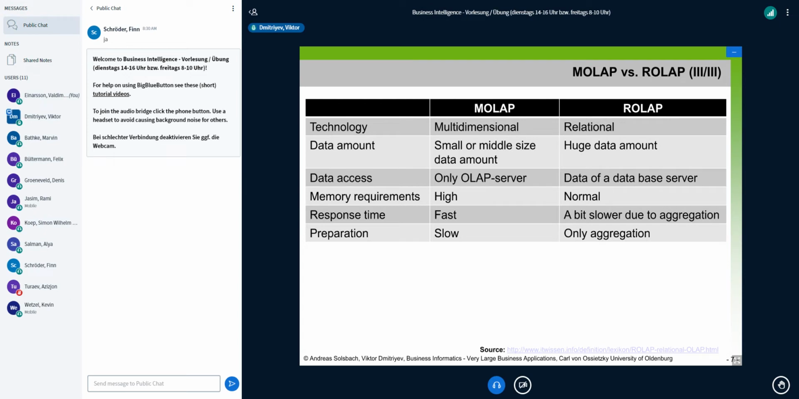So here's again the comparison for you. I already mentioned it to you, so I won't explain this table again.